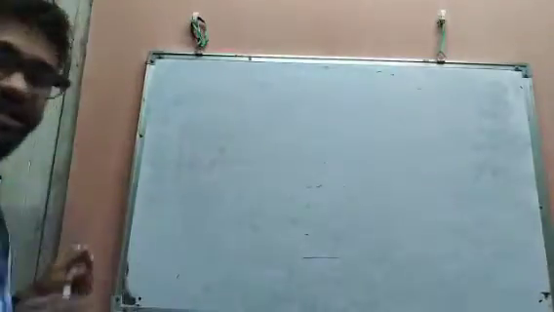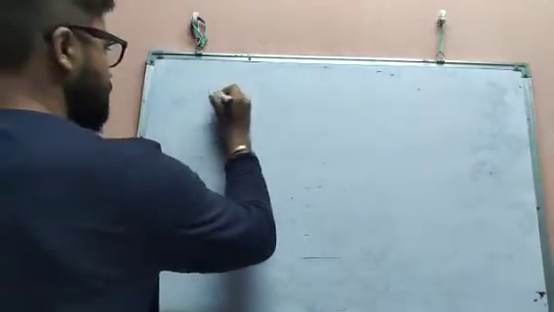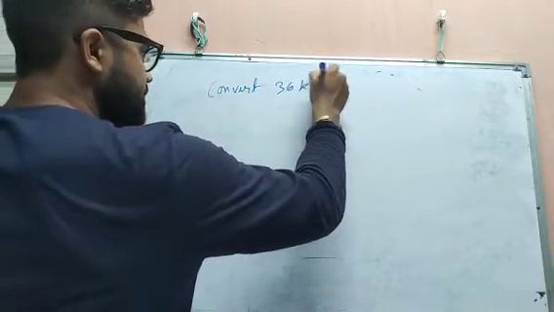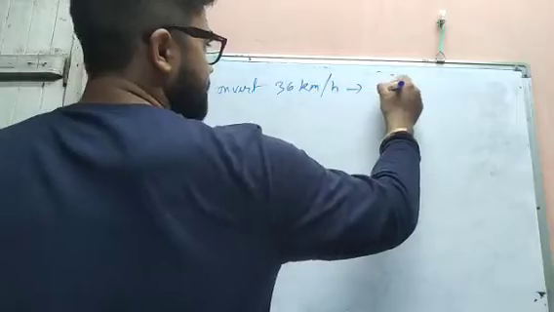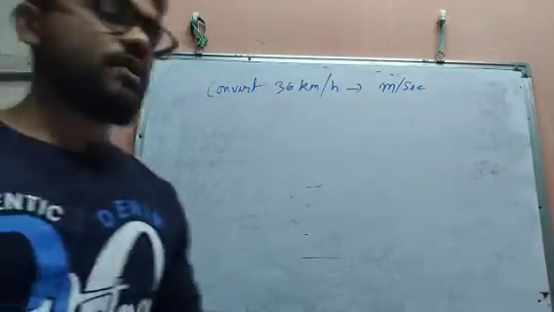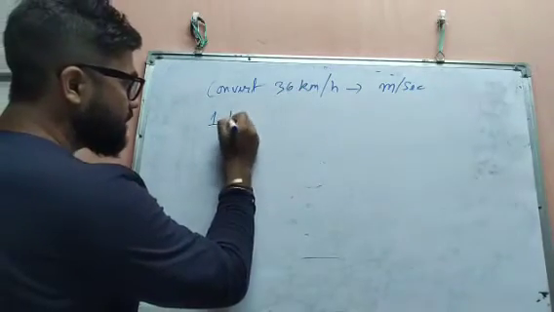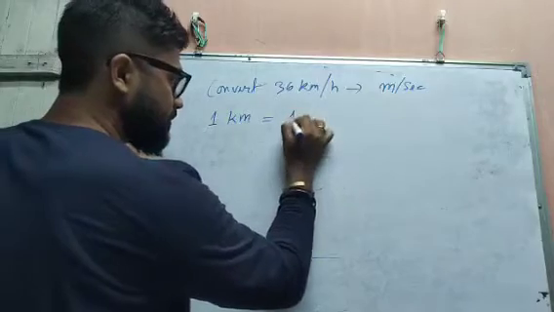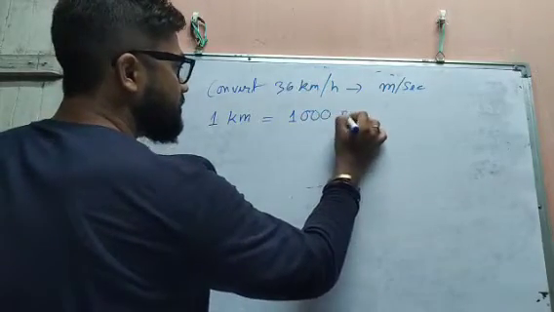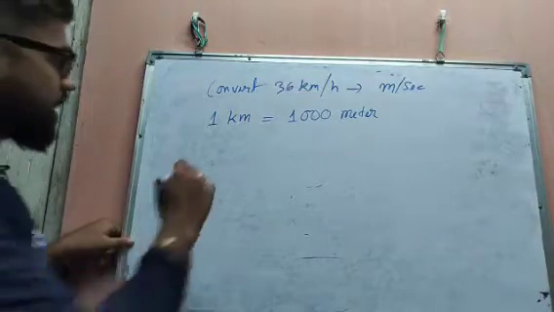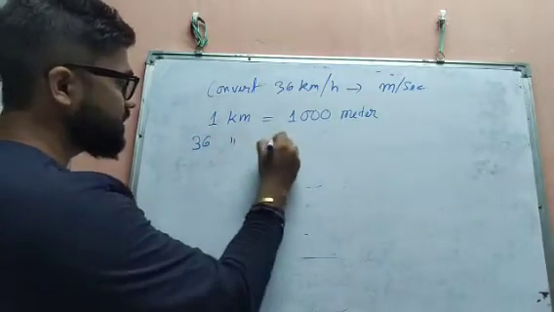That means this time we are asked to convert 36 km/h to meter per second. Okay, before converting this one, we must be clear about one thing. We know 1 kilometer equals 1000 meters.